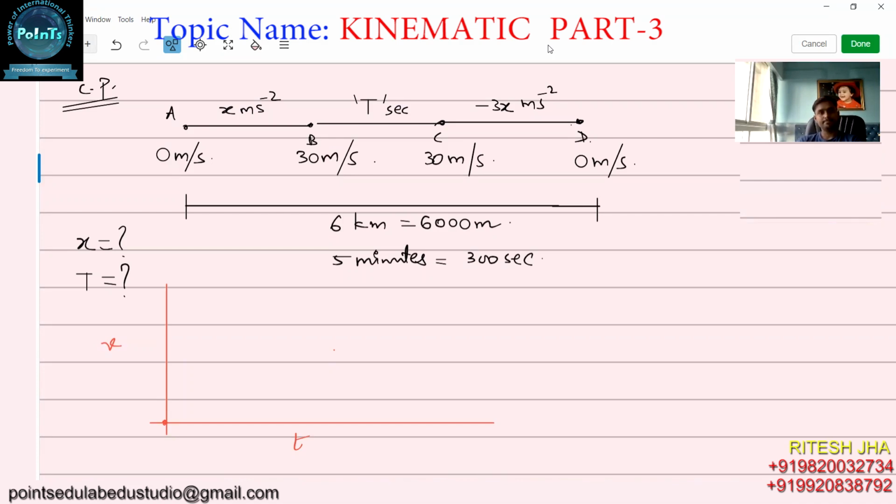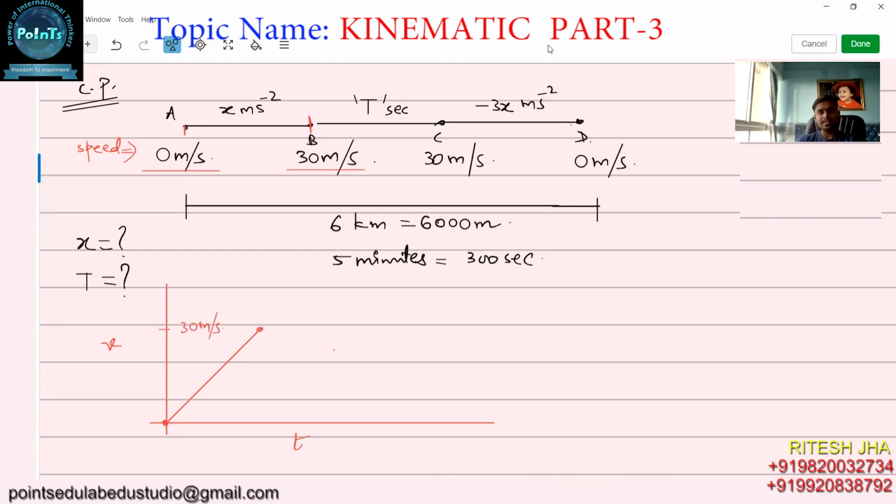What were the markings on the first line for? I'm not totally sure. So all these are the speed. This is the motion straight line starting from point A, 0 meter per second. Then he reaches B having the speed of 30 meter per second because it was accelerating with x meter per second square. So obviously it is accelerating with the constant rate, so it will be a straight line like this. So this will be 30 meter per second.